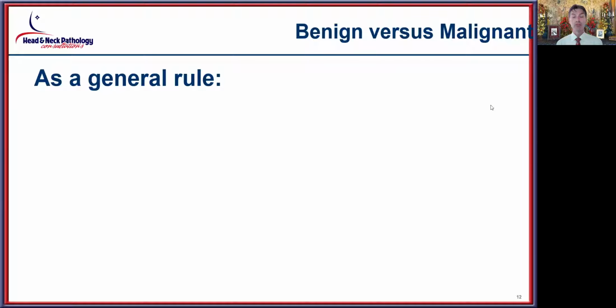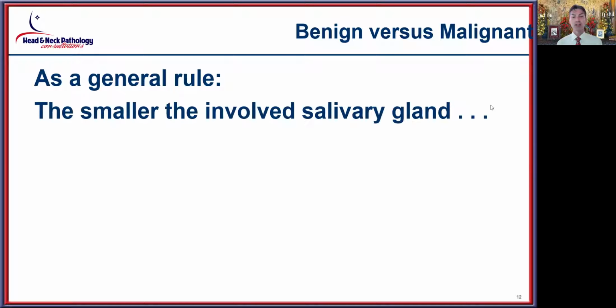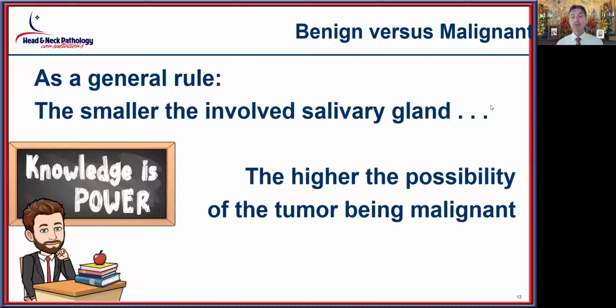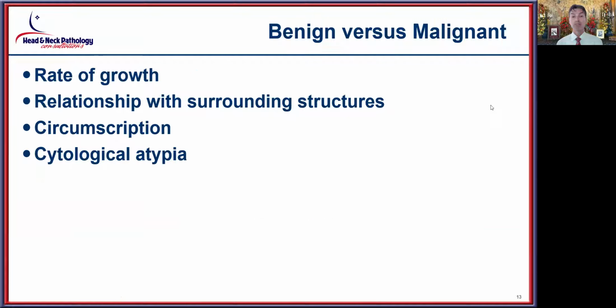And so when I think about the general rules for these particular tumor categories, the smaller the involved salivary gland, the higher the possibility of the tumor being malignant. That is a general rule of thumb that serves me quite well as I at least initially approach some of these very limited or core needle biopsy type specimens.